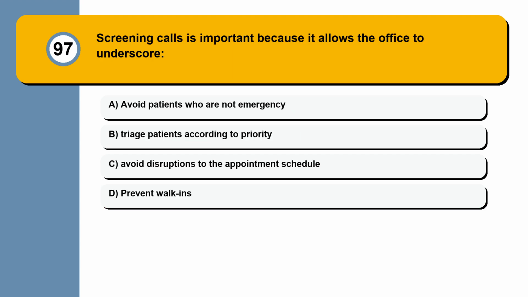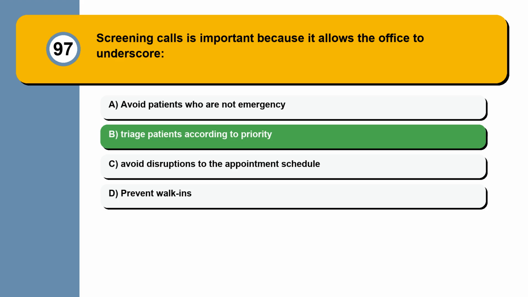Question 97. Screening calls is important because it allows the office to underscore. Here are your options. Option A, avoid patients who are not emergency. Option B, triage patients according to priority. Option C, avoid disruptions to the appointment schedule. Option D, prevent walk-ins. The correct answer is option B, triage patients according to priority.